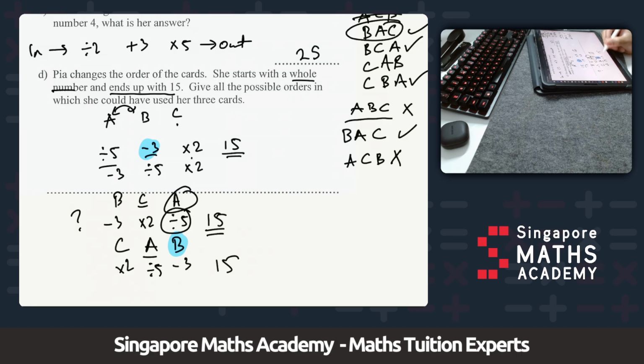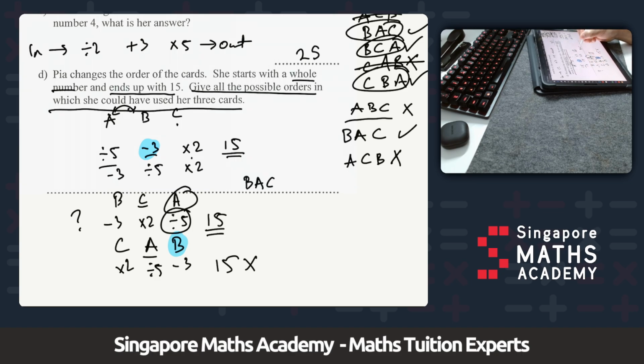So if you've got 15, subtract 3, which is possible, 12. But then divided by 5 is not going to give us a whole number. So that's not going to give us an answer that we want. Therefore, CAB is not possible either. The question says give all the possible orders in which she could use all 3 cards. So BAC, BCA, and CBA are the ones that give a whole number answer.